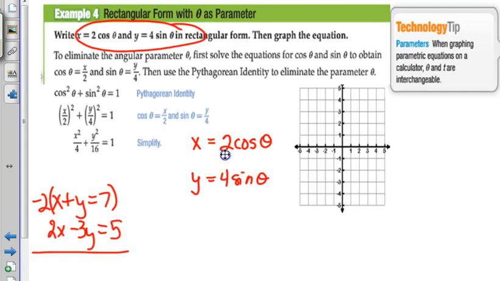What we're going to do is we're going to divide by 2 on this one and divide by 4 on this one. Now I have a cosine and a sine. If I square both of those, both sides here, that's legit as long as you have an equation and you square both sides. So what happens to the left side?